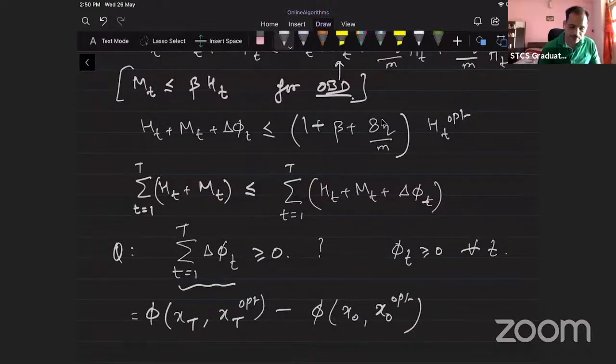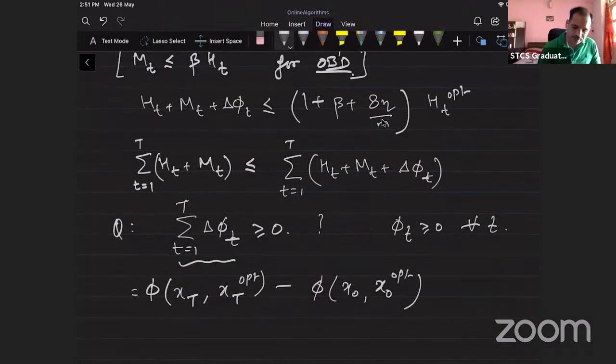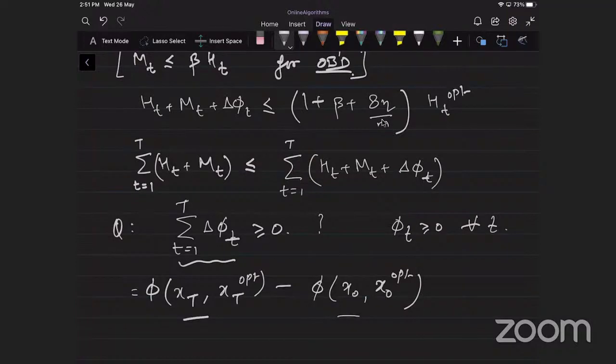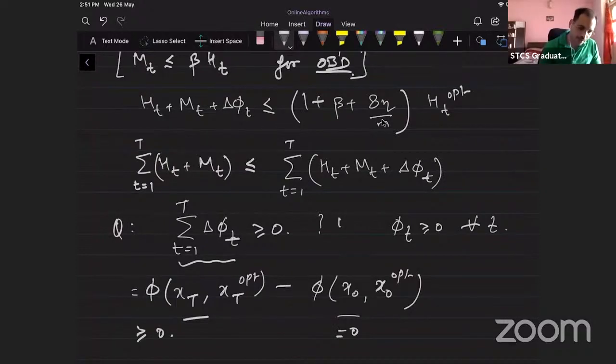Is everybody with me? Yes. All the other terms will cancel off because of the way del phi t is defined. Del phi t is nothing but phi t minus phi t minus 1. So the first and the last term will survive. So now why is this whole term greater than or equal to 0? Why is this minus this greater than or equal to 0? Second term is 0 and first term is non-negative. Correct. So that is why we have that summation del phi t is greater than 0. So this inequality is true.